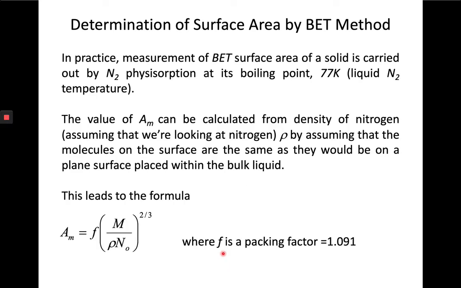As mentioned in the previous video, usually we use nitrogen gas as the adsorbate. So, for nitrogen gas, the cross-section area Am can be calculated as Am equals F times (M over rho N naught) to the power of 2 over 3, where F is a packing factor, which equals 1.091. M is the molecular weight of nitrogen and rho is the density of the nitrogen gas.